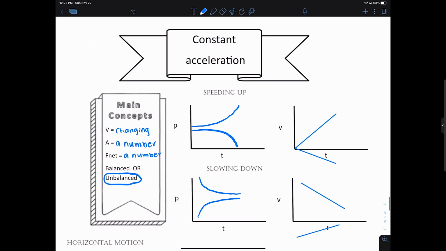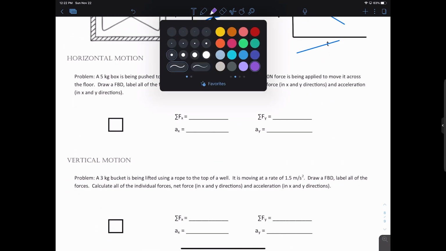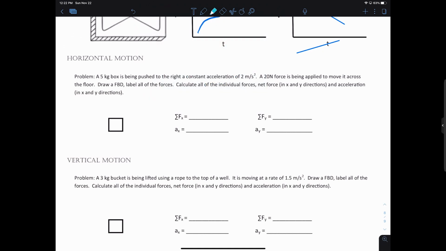Now let's do some examples on the free body diagrams. I'm not going to ever have you have both horizontal motion and vertical motion at the same time. The math of that is a little bit too challenging for this class. So we're going to separate between when we have horizontal motion and when we have vertical motion, but we're going to go through the same steps as what we've been doing.